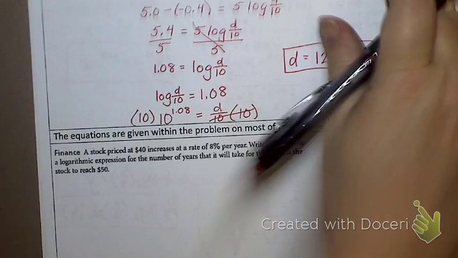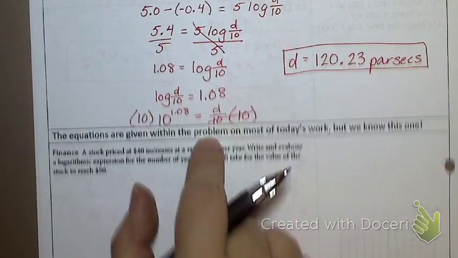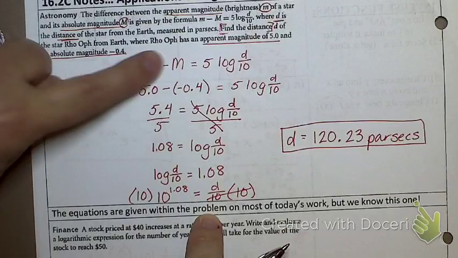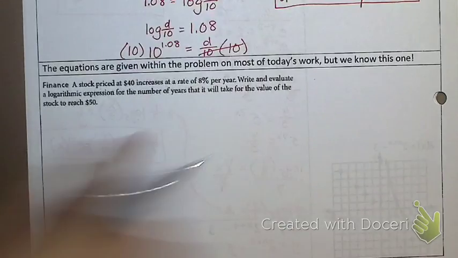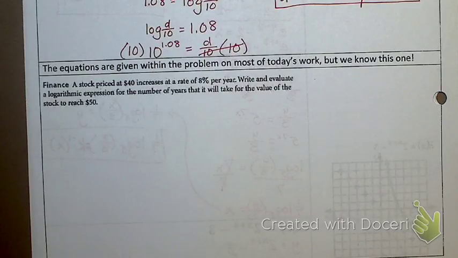Okay. Many of the equations that you're going to be dealing with are given within the problem, like this one was. But you may encounter some like this one where we already know the equation. We have a stock that is priced at $40 and it is increasing at a rate of 8% per year. Write and evaluate a logarithmic expression for the number of years that it will take for the value of the stock to reach $50. Does this say anything about interest? No. So I'm not worrying about the PE to the RT formula. I'm not worrying about the ugly one with the R over N thing, the fraction in it.